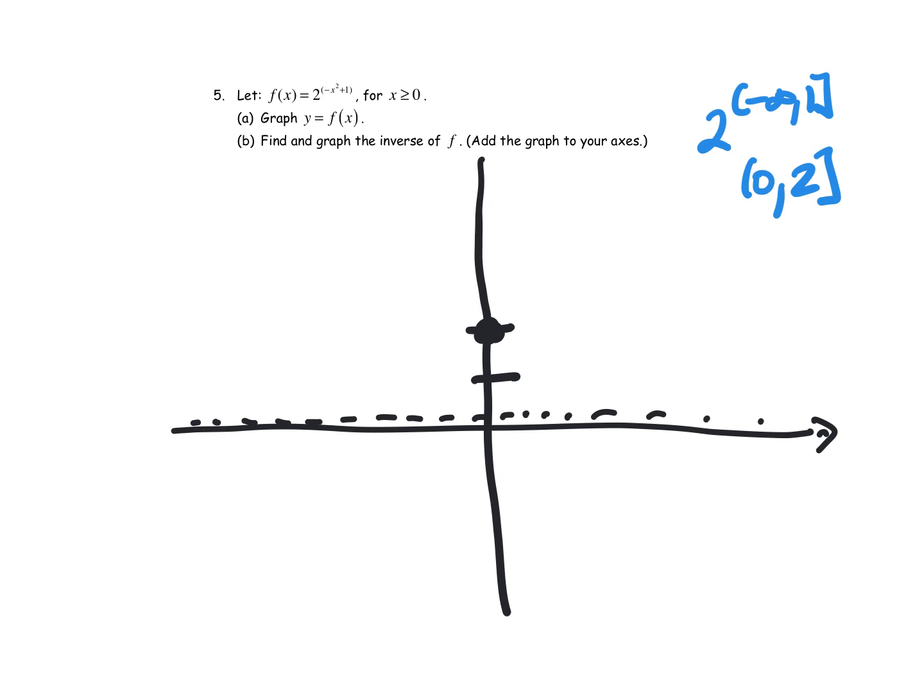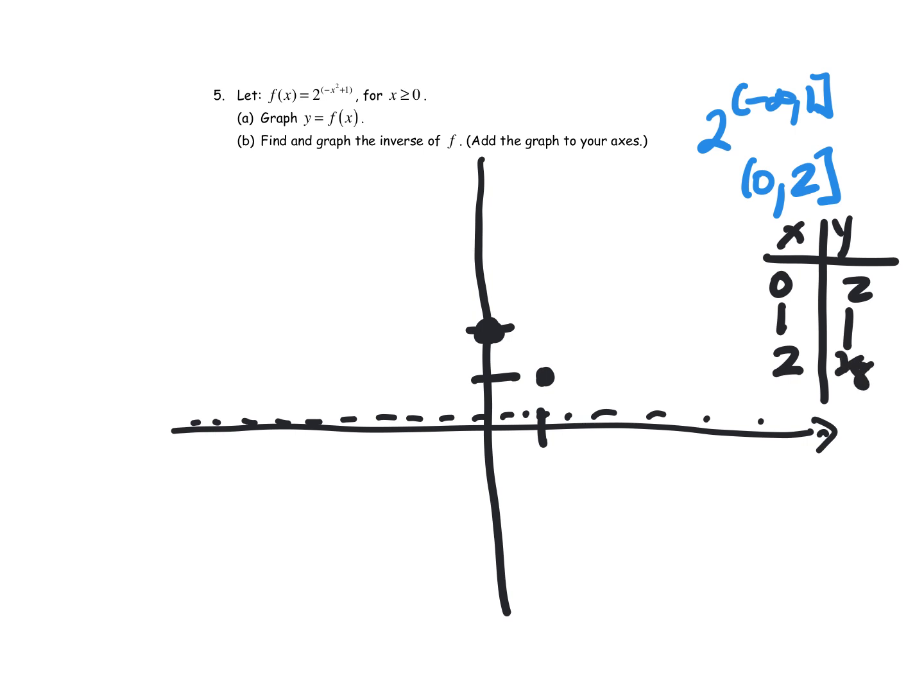And let's plot some other points. So just to get an idea of what's happening. So we just said 0, 2. When I plug in 1, I'm going to get 2 to the negative 1 plus 1, or 2 to the 0, which is 1. So 1, 1 will be a point. What about if I plug in 2? If I plug in 2, I'm going to get 2 to the negative 3, or 1/8. So that is going to be tiny. All right, so it's going to look like that.